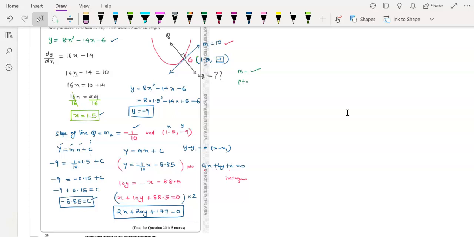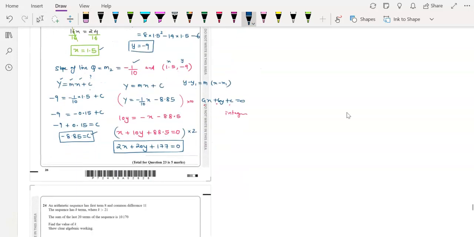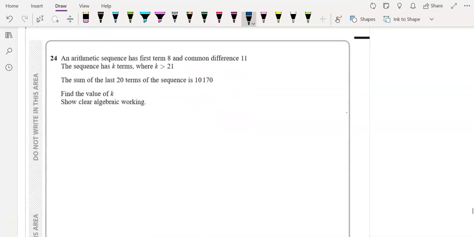Moving to the last question, that is question number 24. An arithmetic sequence has first term 8 and common difference 11. The sequence has k terms and k is more than 21. The sum of the last 20 terms of the sequence is 10,170. Find the value of k. So basically we need to find altogether how many terms are there in the full sequence.